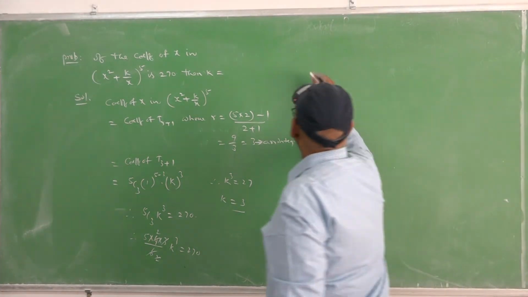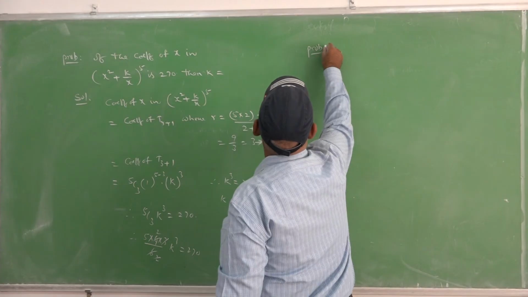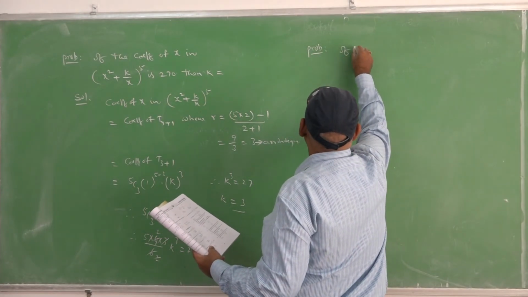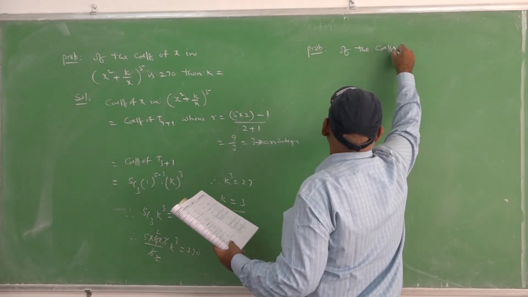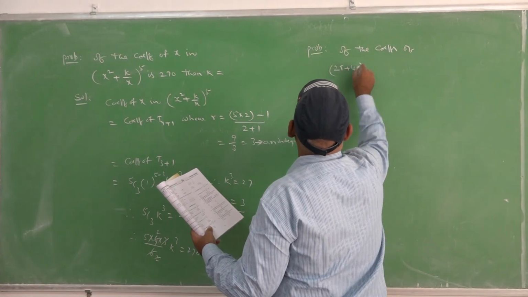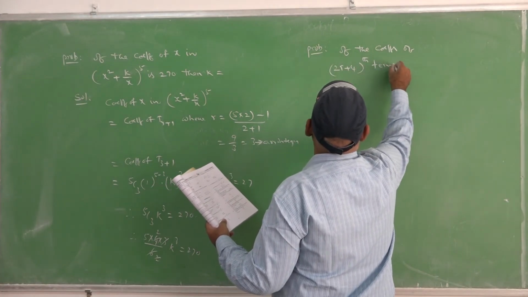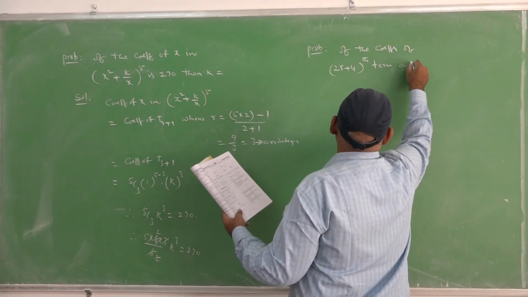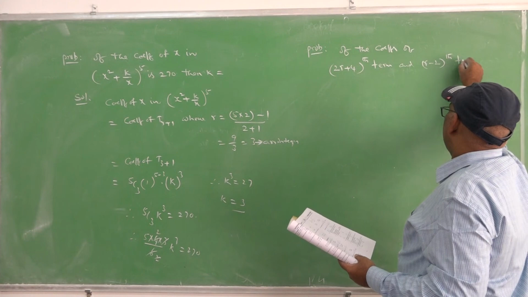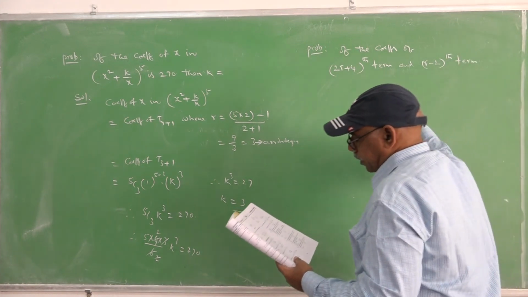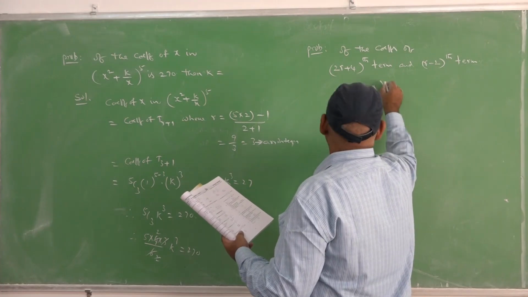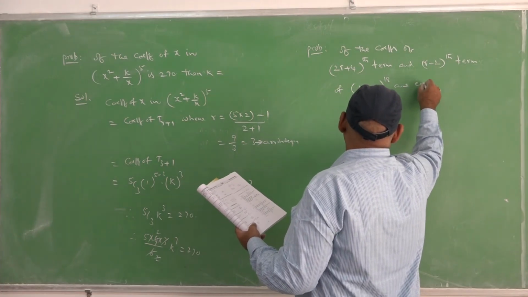Next, if the coefficients of the (2r+4)th term and the (r-2)th term of the expansion (1+x)^18 are equal, then find the value of r.